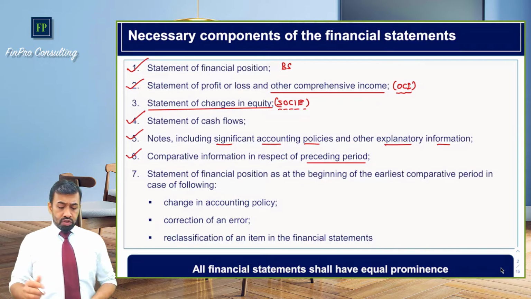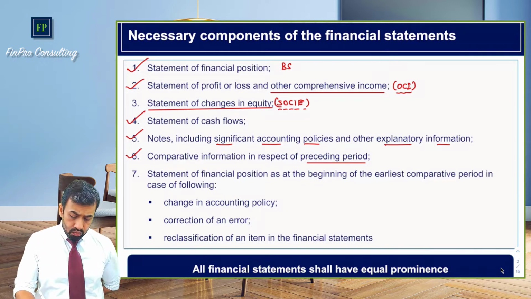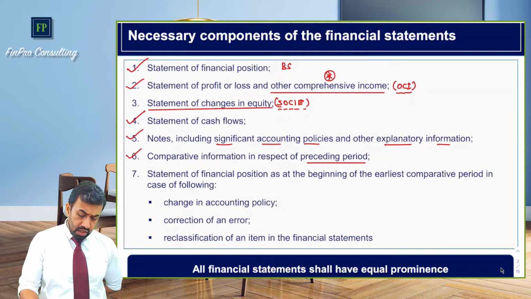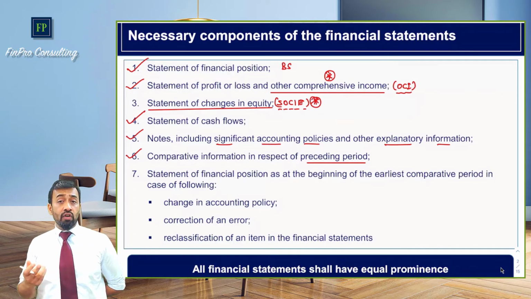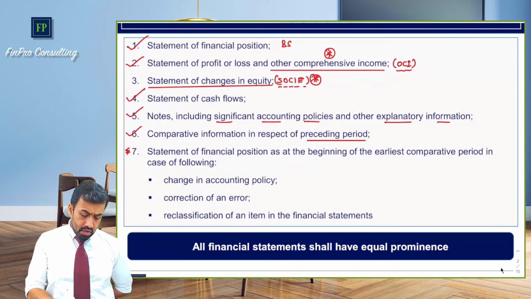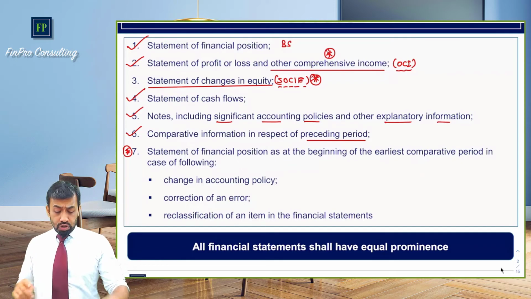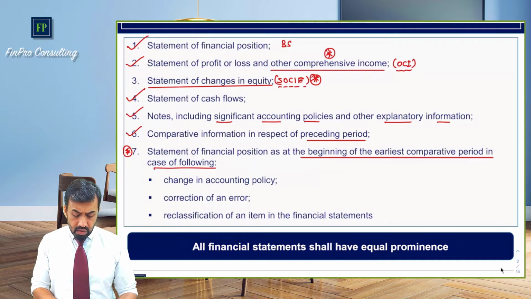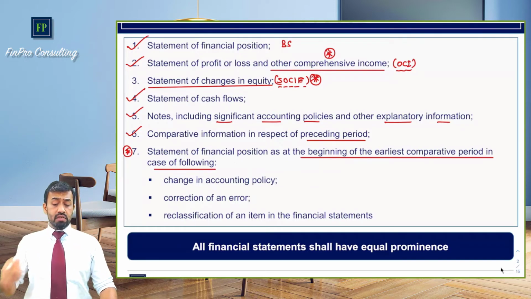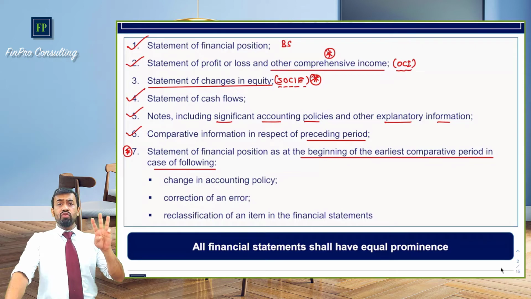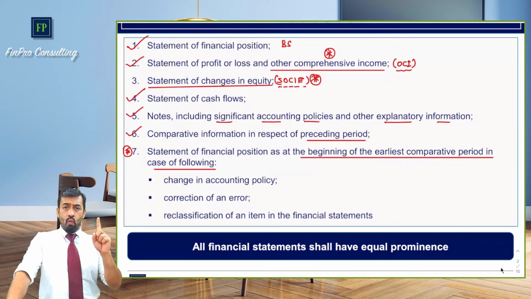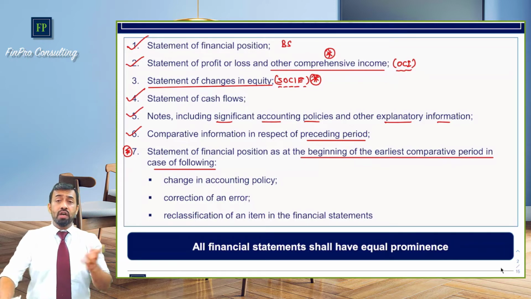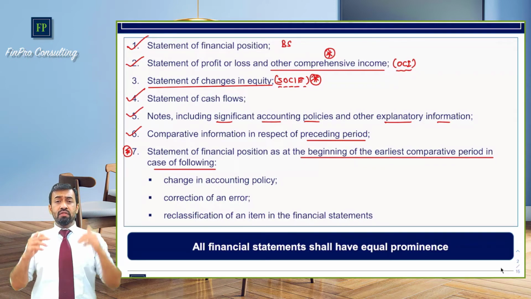One more point which is new. So there are 3 new points, as I said. This one, OCI, is new. Statement of changes in equity is kind of new, I would say. And this, number 7, statement of financial position as at the beginning of the earliest comparative period in the following 3 cases, is the new requirement. So in all, there are 3 new requirements under IFRS and Ind AS. Number 1 is OCI. Second is statement of changes in equity, and third is the additional balance sheet, which is the opening balance sheet in 3 cases.